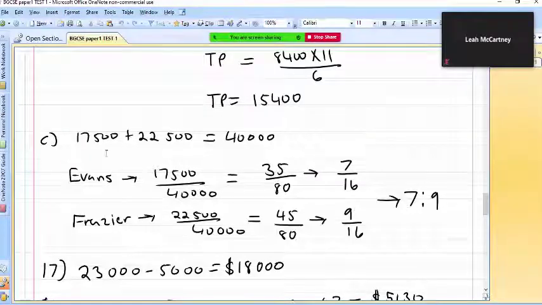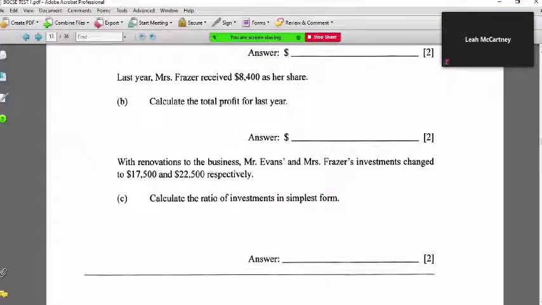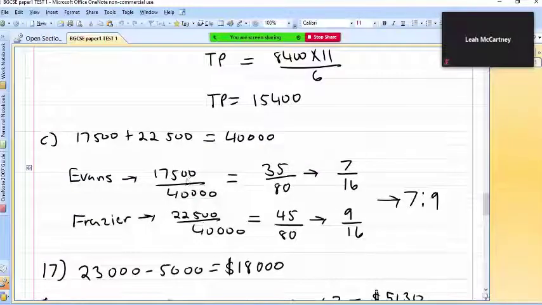So here the total amount is going to be 17,500 plus 22,500, which is 40,000. Mr. Evans' share is 17,500 out of the 40,000 total. So this is the top part here, 17,500 out of the 40,000. You then try to reduce that. When you see a large number like this, I usually think of using a large number. So what's the largest even number that you think you can use for 17,500 and 40,000?